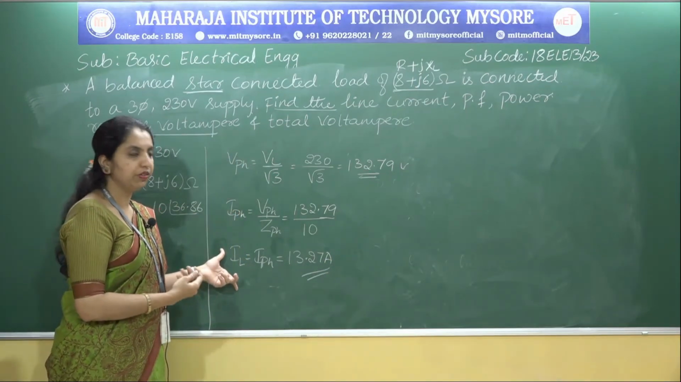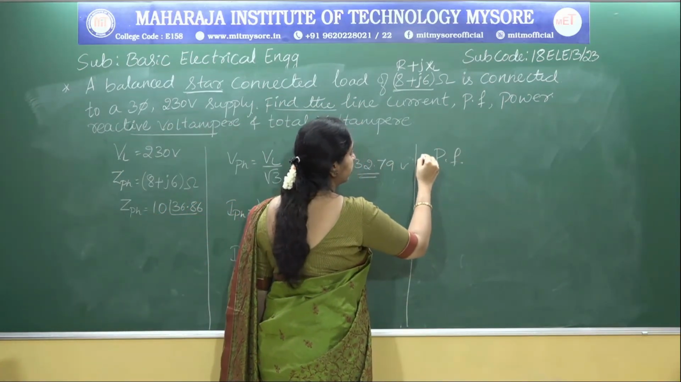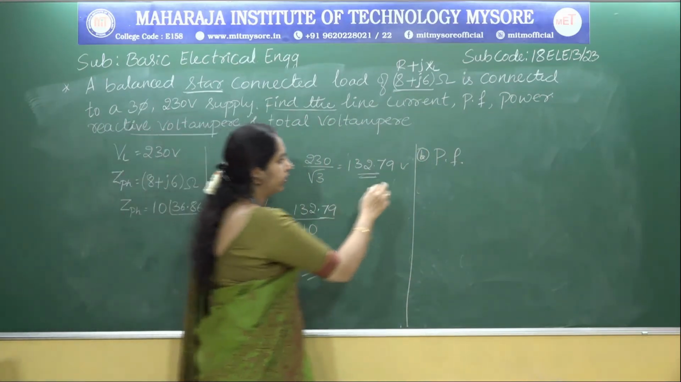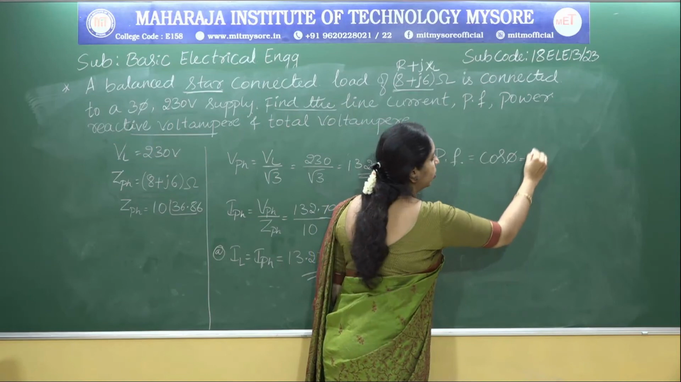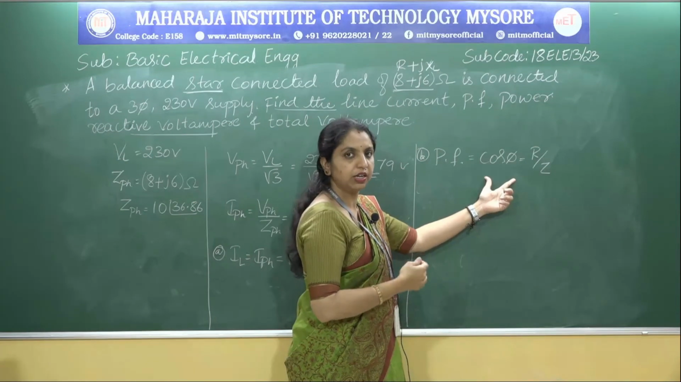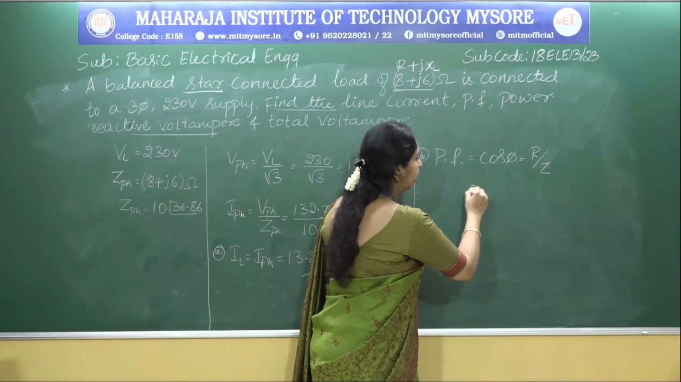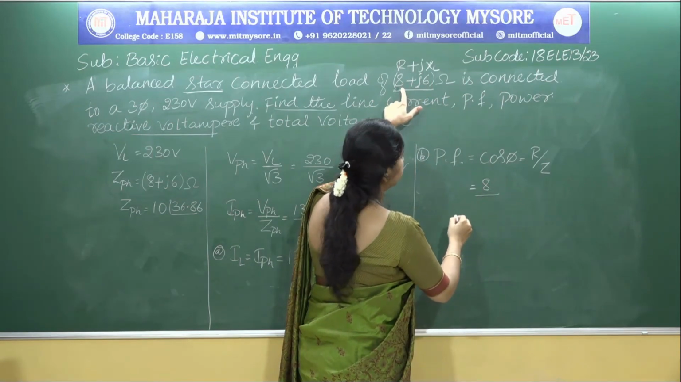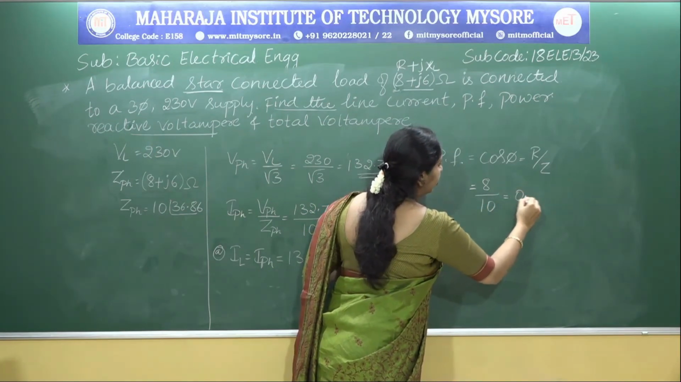Next we need to calculate the value of power factor. Remember, there is one more equation to find the power factor. To find the power factor, which is equal to cos phi, cos phi is equal to R divided by Z. I have already explained this equation in the earlier session. So what is R? R is nothing but 8, the resistance which we obtained from the given equation, and Z is equal to 10. So power factor is equal to 8 by 10, which is equal to 0.8.